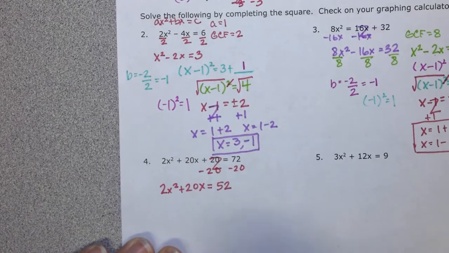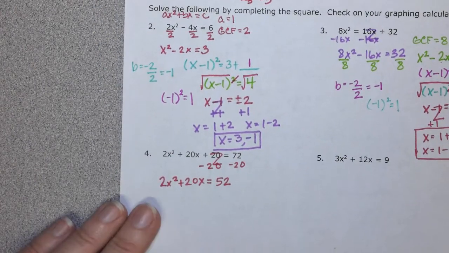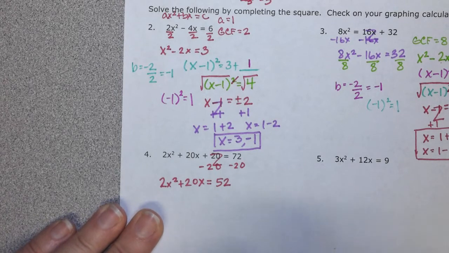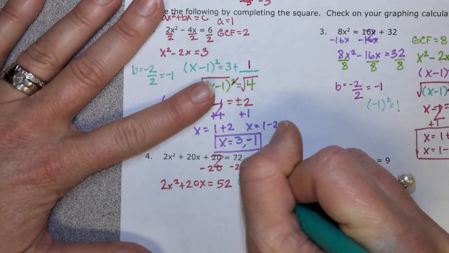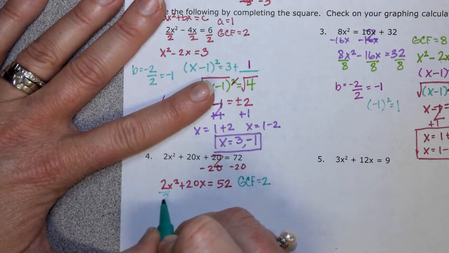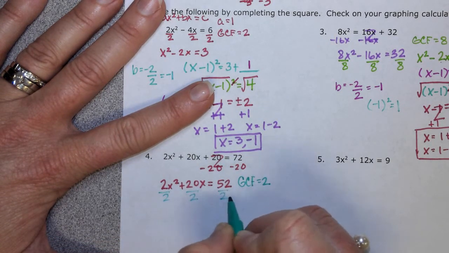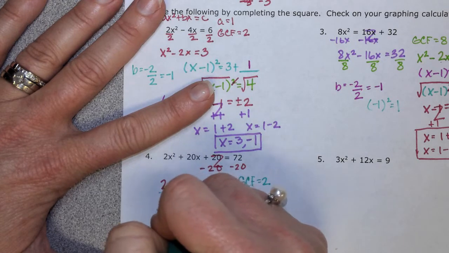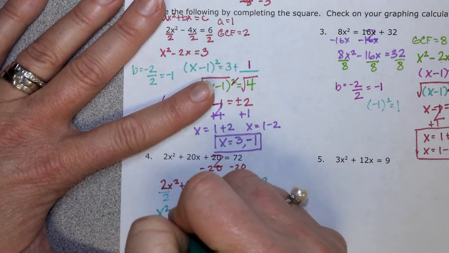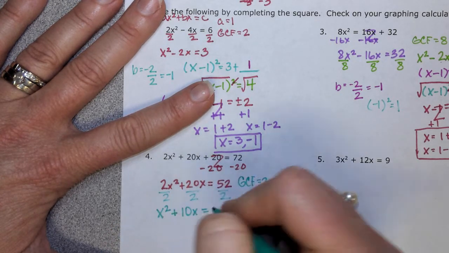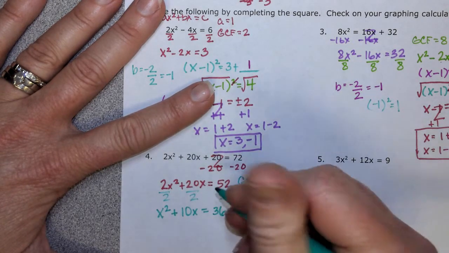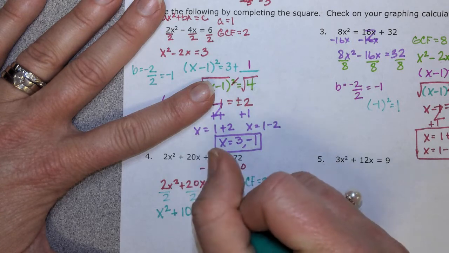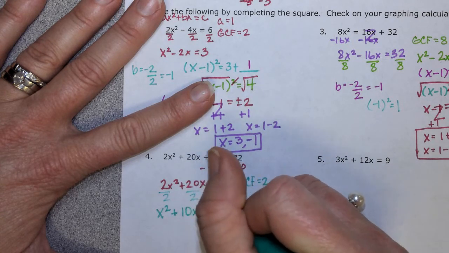Now I can see that my a value is not 1, so I have to do my greatest common factor, and this time I have a GCF of 2. So I'm going to divide each term by 2 to factor out that GCF. That's going to give me x squared plus 10x equals, and 52 divided by 2 gives me, I'm sorry, not 36, it is 26.